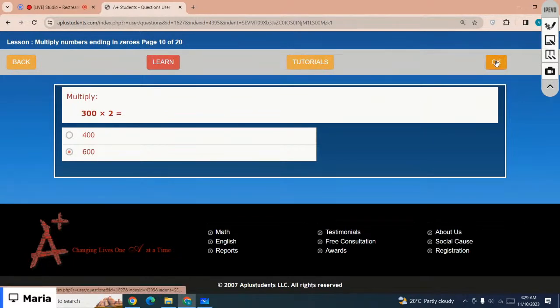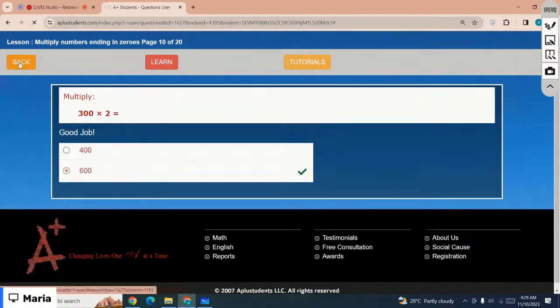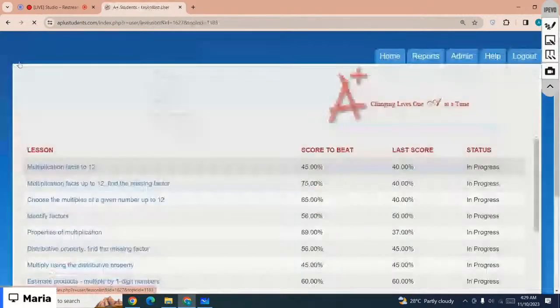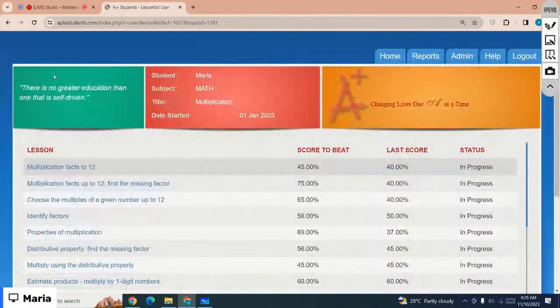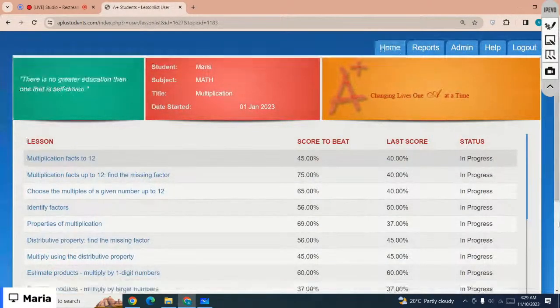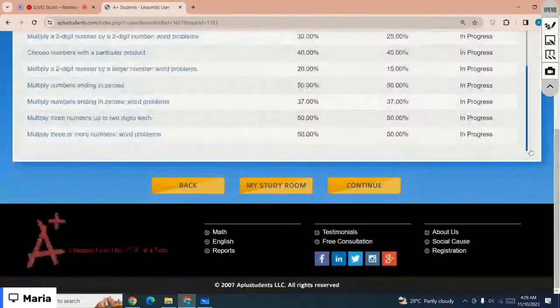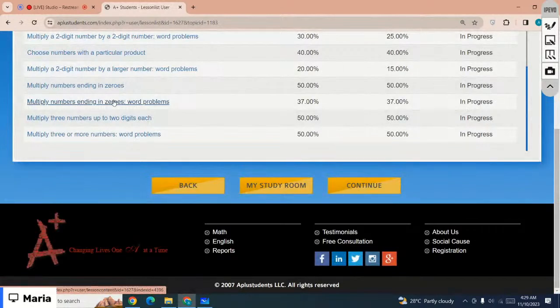Okay, again, complete the lesson by yourself later today. Let me just move on to the next lesson. The next one is multiply numbers ending in zeros, word problems. You have to do the word problems on your own. The next one is multiply three numbers up to two digits each. Okay.